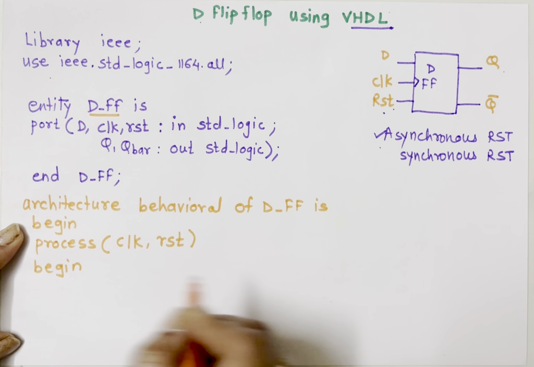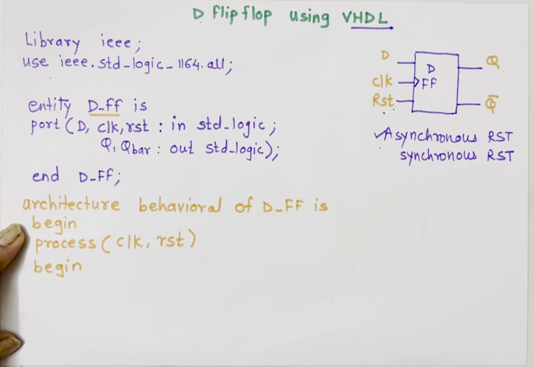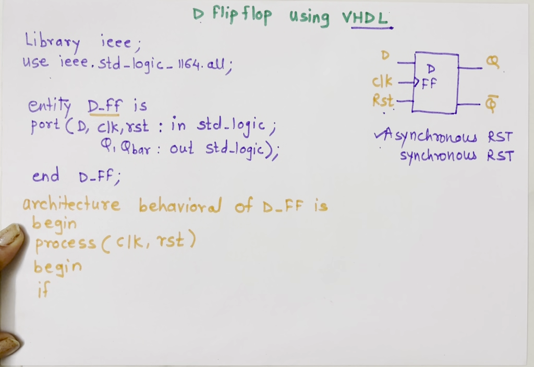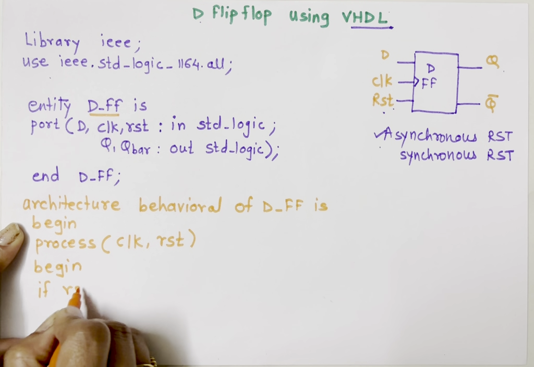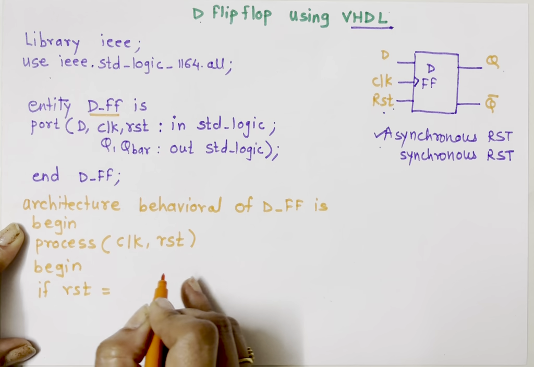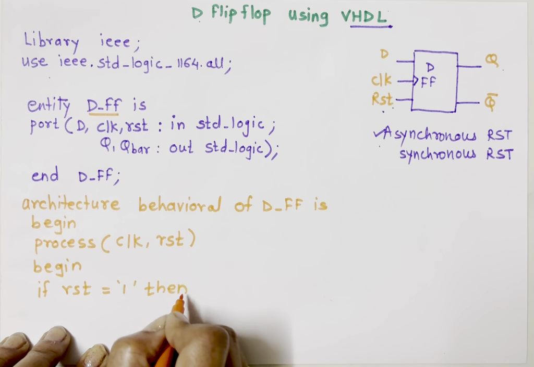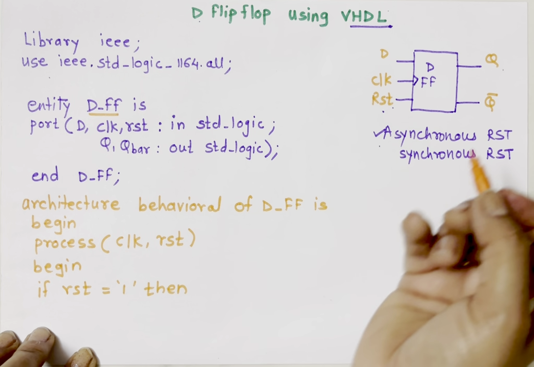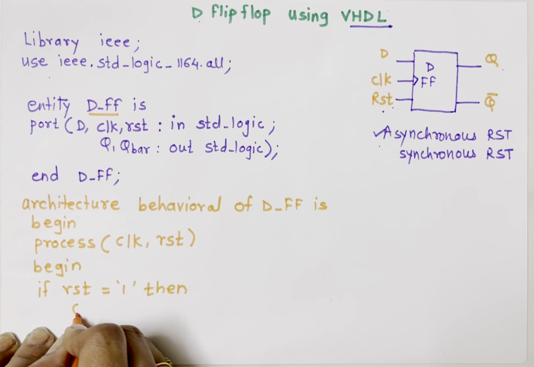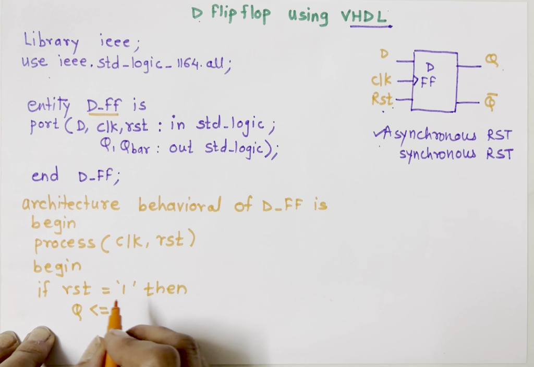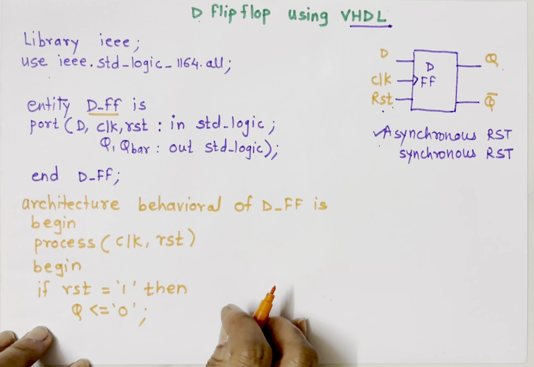Now I'm writing code for asynchronous reset. It means reset is independent. So if reset is equal to 1, it means if I press the reset switch, then what will happen? You tell me. If reset is equal to 1, my output will become 0. So Q is assigned as 0, this is an assignment operator. I'll put a link for these operators in the description box. So Q is assigned as 0, semicolon.